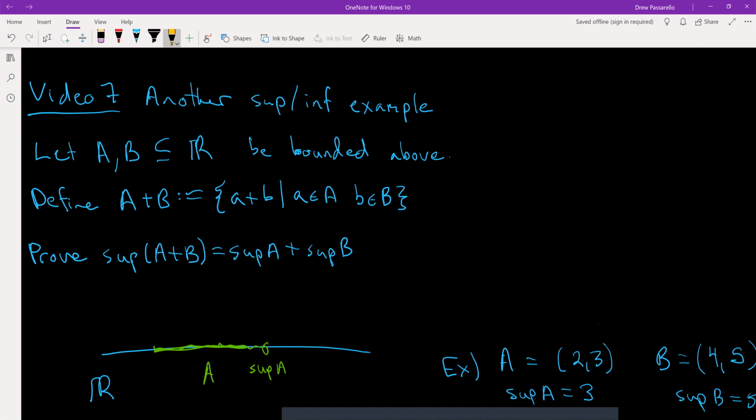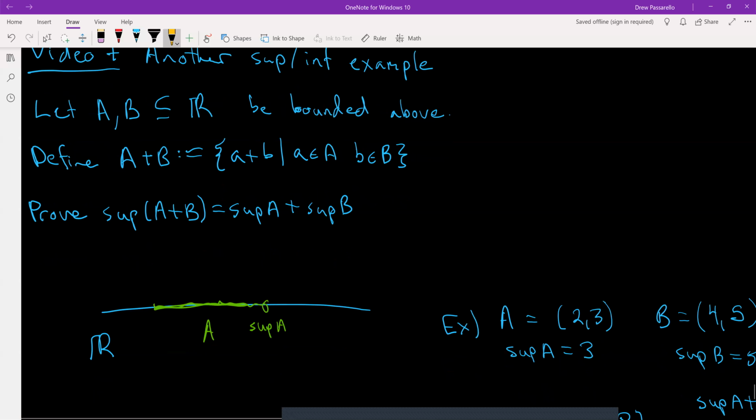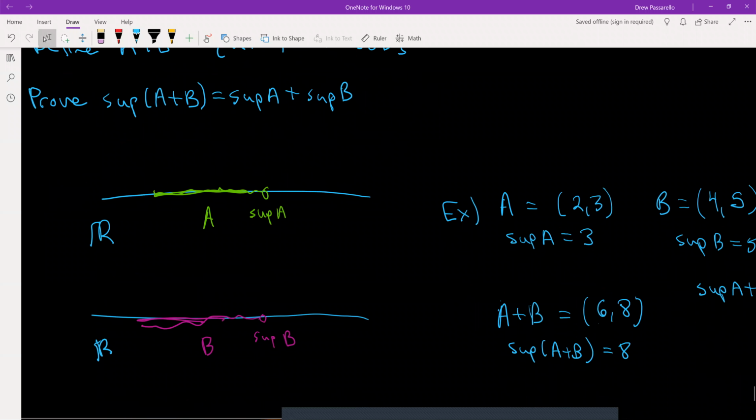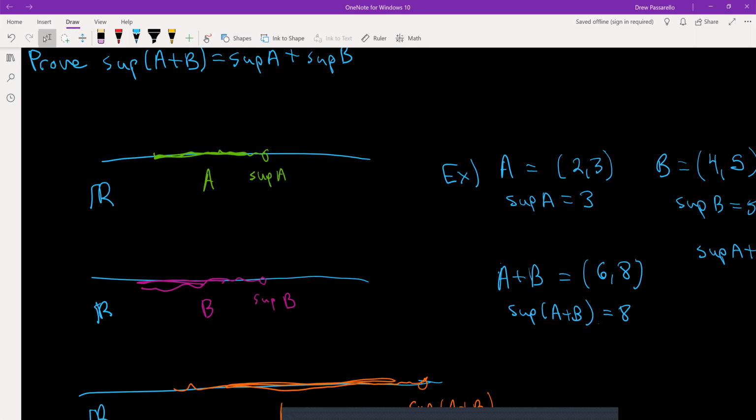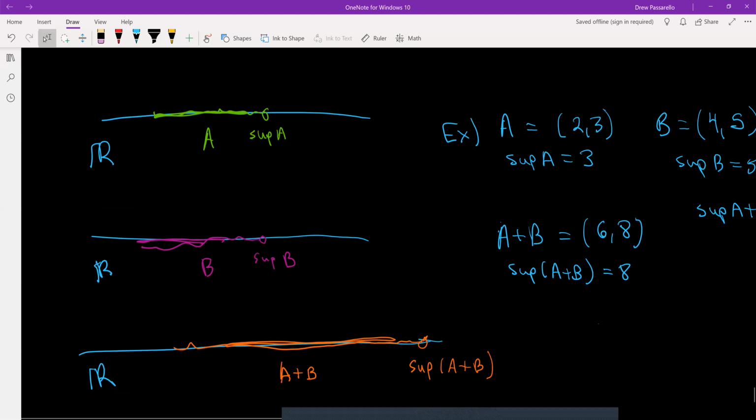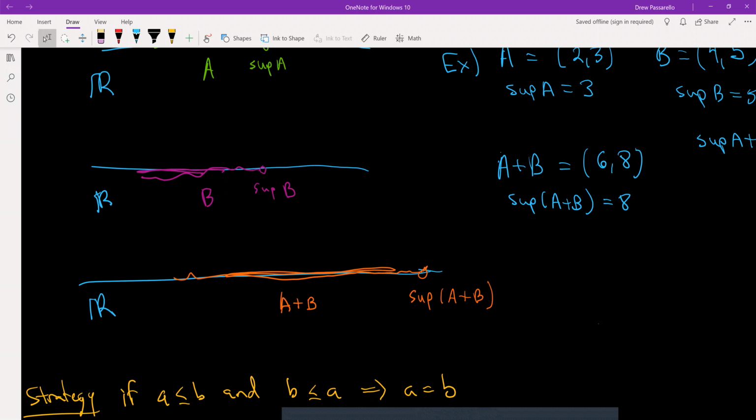All right, so before I go into the proof, now these are just visuals to sort of discuss. So we have our set A on the real number line. I just wrote in green, supremum, that open dot. Now the supremum does not have to be part of the set, so that's why I put it as an open dot. And then same thing for B in pink, and then here in orange is A plus B, and then its corresponding supremum.